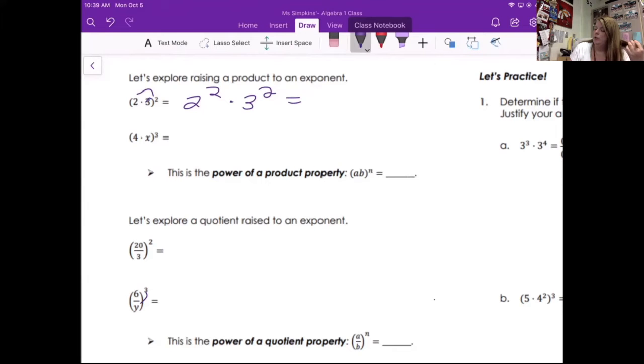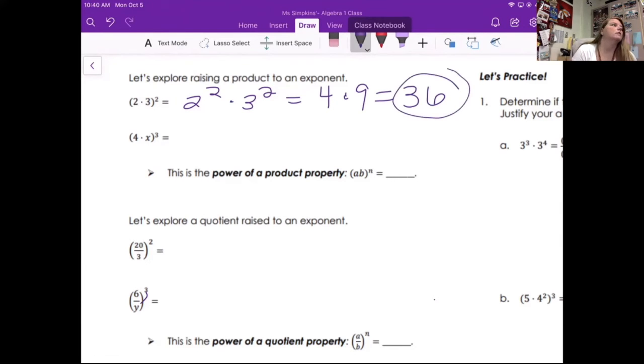For 2 squared, 2 times 2 was 4. 3 squared, 3 times 3 was 9. 4 times 9 should have been 36. Now, go back to the beginning of that problem. What's 2 times 3? What's 6 squared? 36. 6 squared, 6 times itself would be 36. So either way would be correct to solve this one. I just wanted to show you that that property works. You can distribute or give that 2 to both of those things.